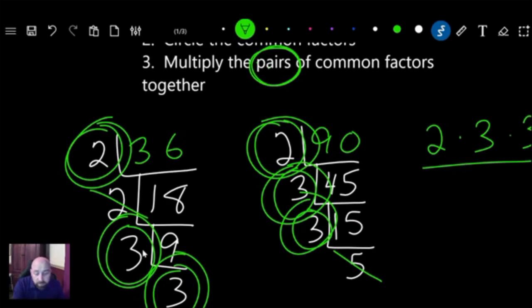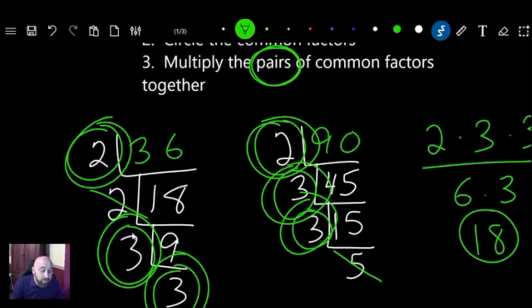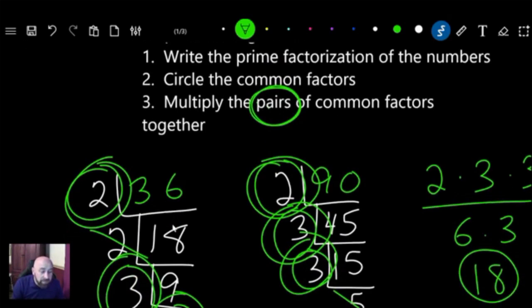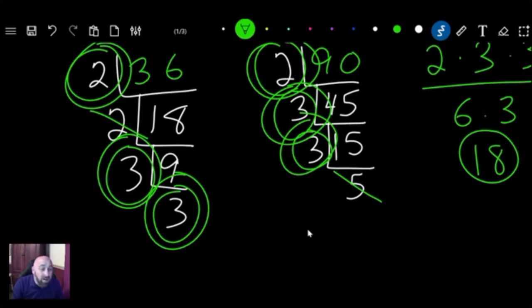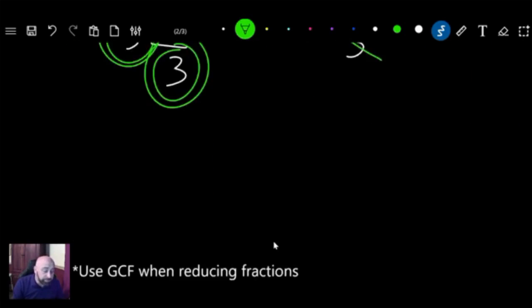2 times 3 is 6. Oh, 6 times 3, sorry about that. 6 times 3, there we go, is 18. The GCF, the greatest common factor of these numbers, is 18. The GCF is 18. Okay. There are other ways to find the GCF. That is just one way. If you want to research another way and do it, I tried to show you one of the easier ways, one of the simpler ways to do it, but there are other ways.